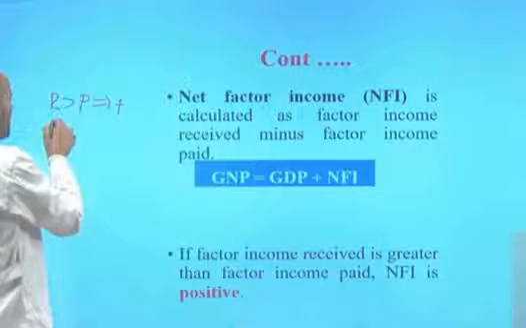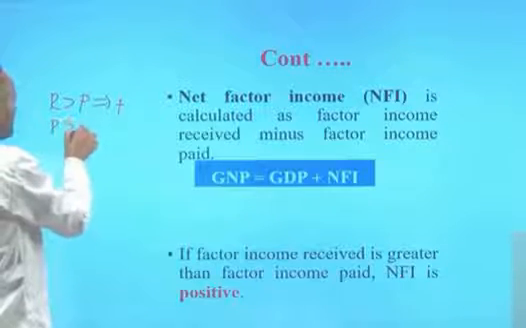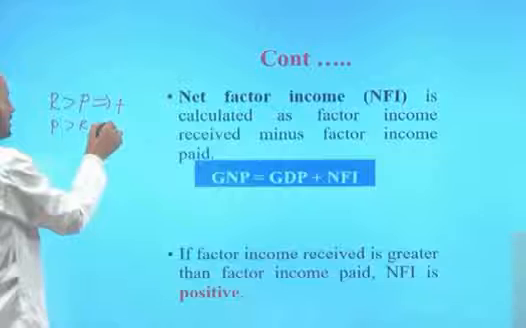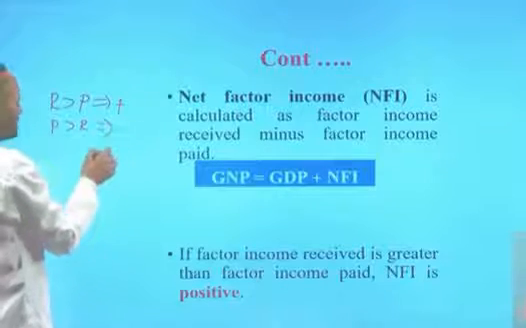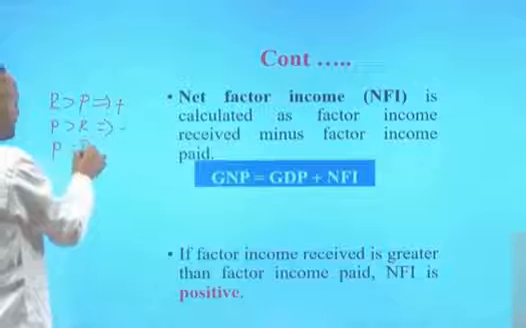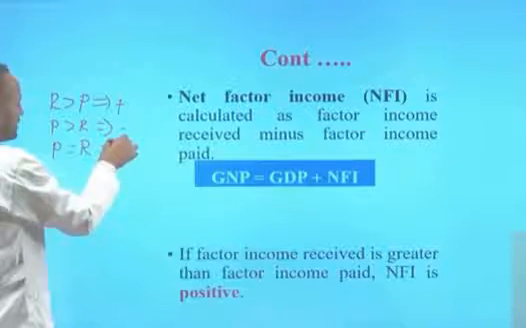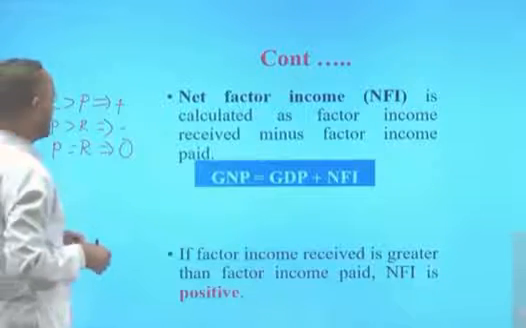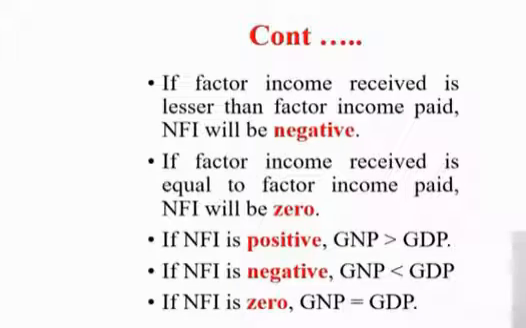And if the factor income paid is above the factor income received, in this case, the net factor income will be negative. And if the factor income paid equals the factor income received, in this case, the net factor income will be 0. Now, let's see the effects of the changes in the net factor income on the relationship between the GDP and GNP.